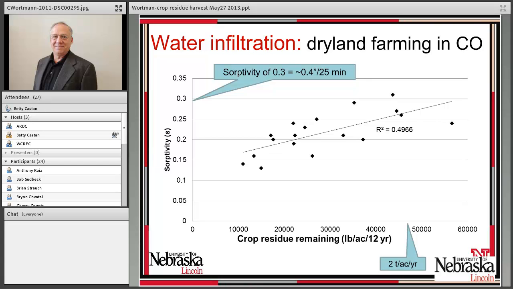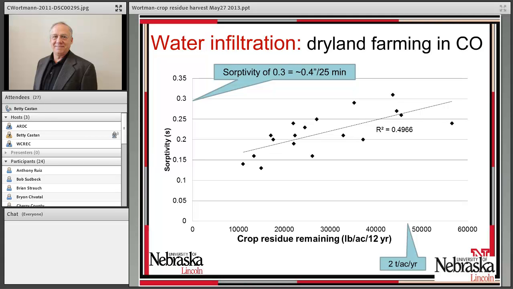Here we have absorptivity, which is an aspect of water infiltration. And when we have absorptivity of 0.3, that's equivalent to about 4/10 of an inch that can infiltrate in 25 minutes. It takes 25 minutes for 4/10 of an inch to infiltrate.